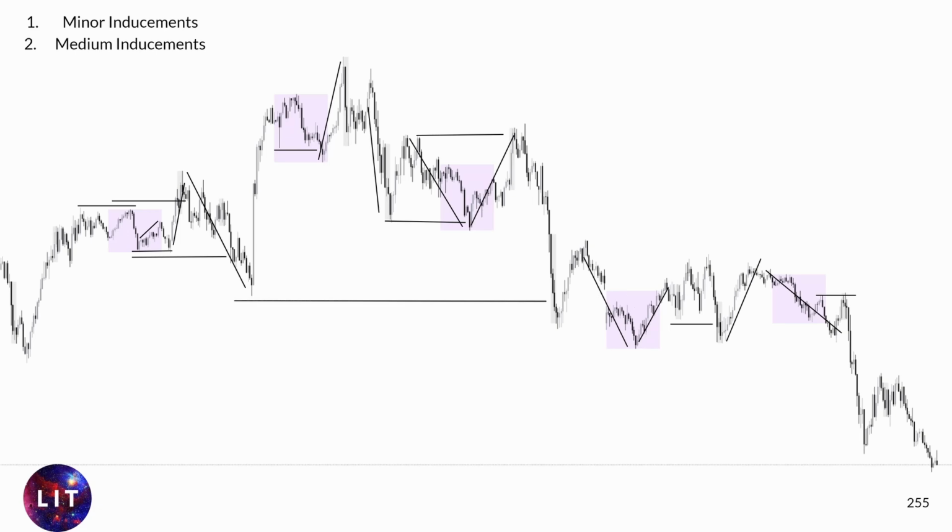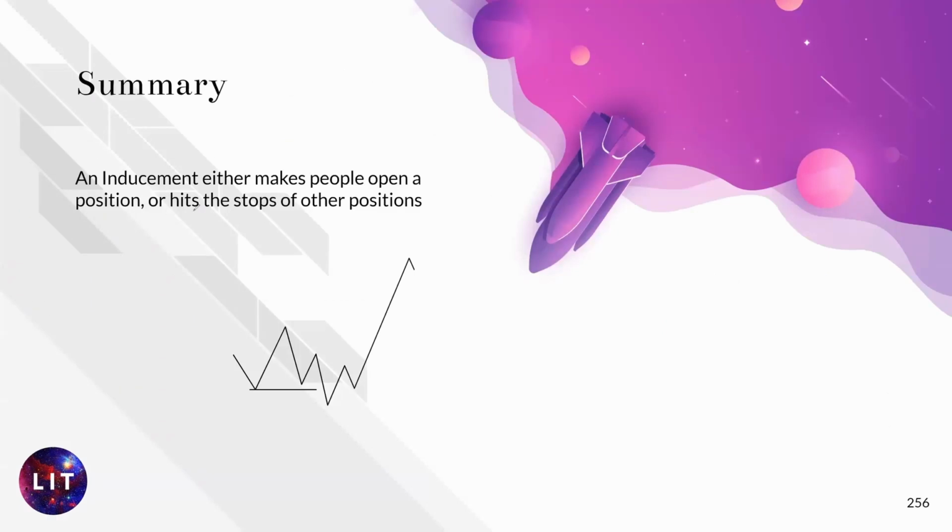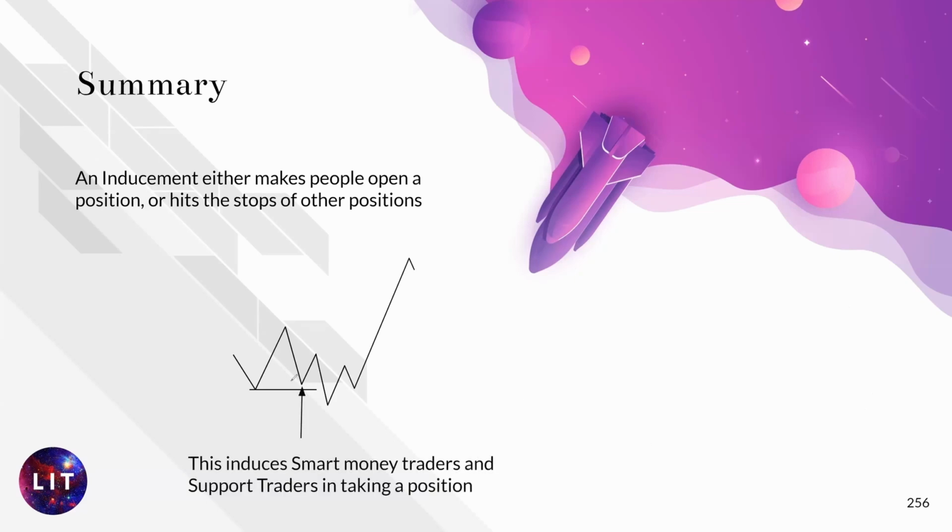So in a nutshell, in summary, an inducement either makes people open a position, or hits the stops of other positions. So guess what? This by itself, what does it do? This little price action in here. First of all, this induces smart money traders with some sort of demand zone, whatever, in here. Again, this is the reaction, the false one.